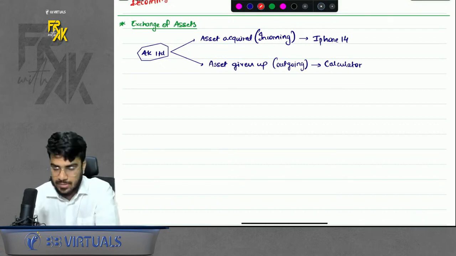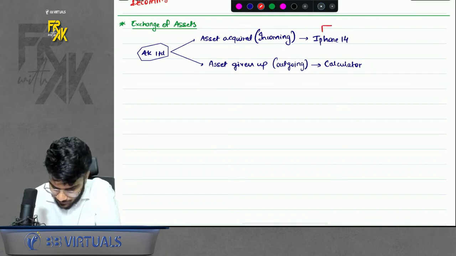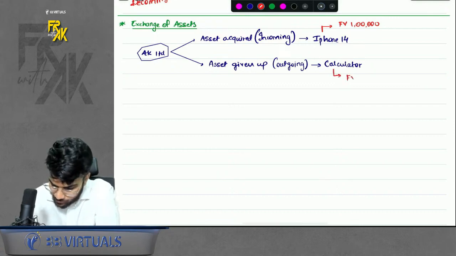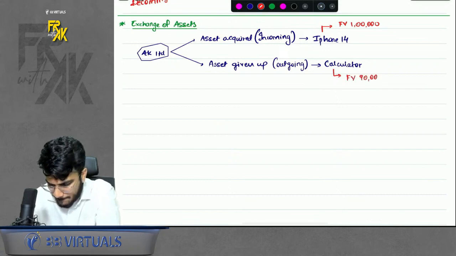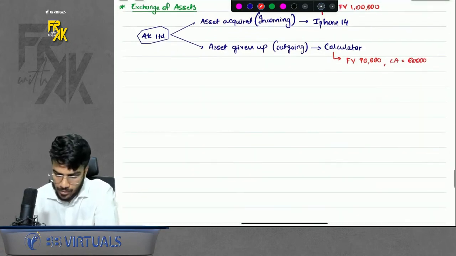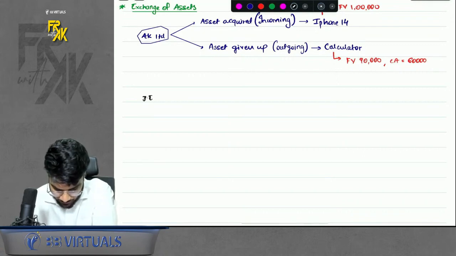So please write down some further information as well. Let's say the fair value of the iPhone was 1 lakh. And for the calculator we also have some information given: the fair value of this calculator is 90,000, and the carrying amount is, let's say, 60,000. Now, how will we account for this in the books of AK Limited? Initially, just try to pass one journal entry for this.